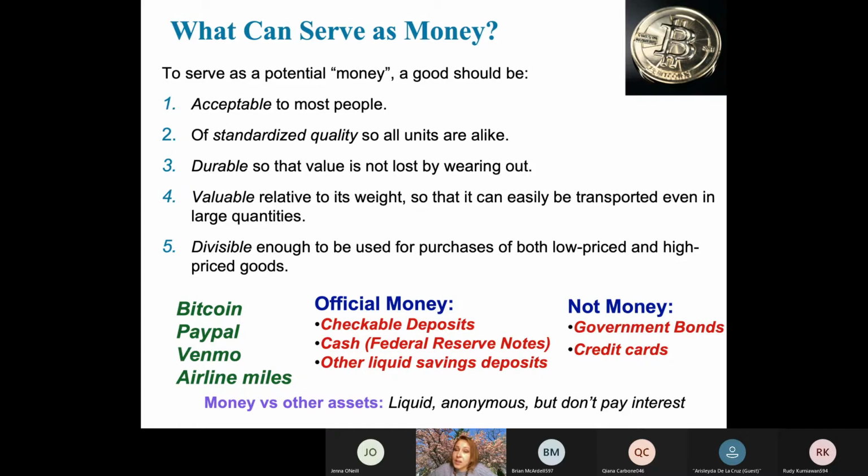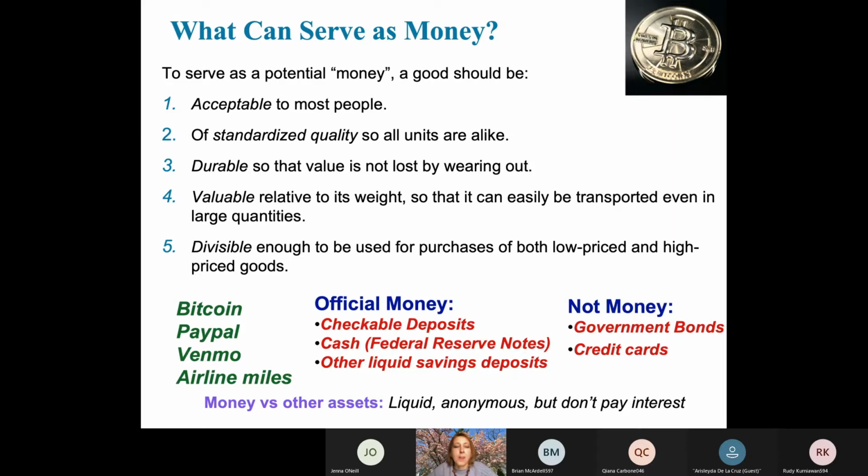What's not money technically is credit cards. So we don't make a distinction on a day-to-day basis, but a credit card is technically a short-term loan. So it's not money, so it's not counted as money supply of the country. Or government bonds or stocks, things like that are not money. They're alternative assets that you can hold to better preserve value.